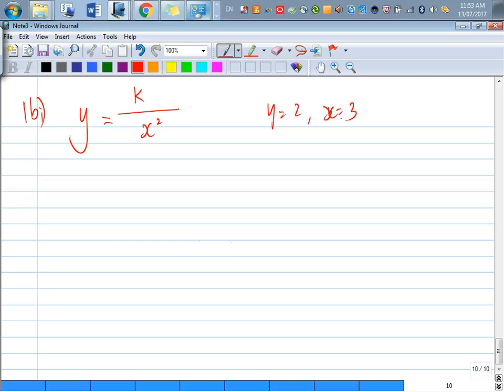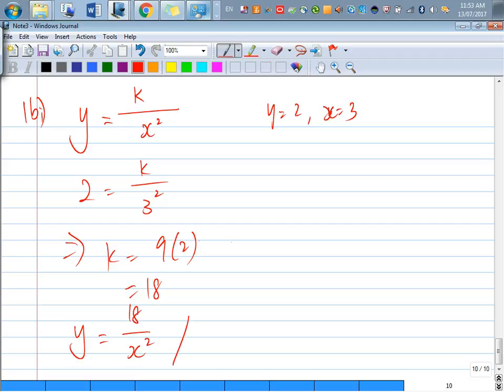So just substitute. We get 2 equals to k over 3 squared. Therefore, k equals to 9 times 2, which is 18. Now I can write my equation. Y equals to 18 over x squared. This is my answer. If you don't substitute, how are you going to find the value of k? If you don't have the value of k, how are you writing your y in terms of x only? Because then you will have another unknown.